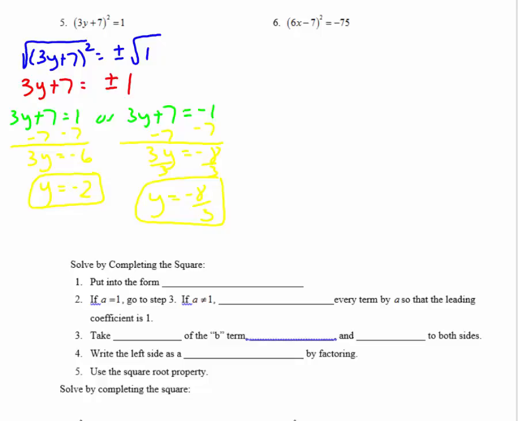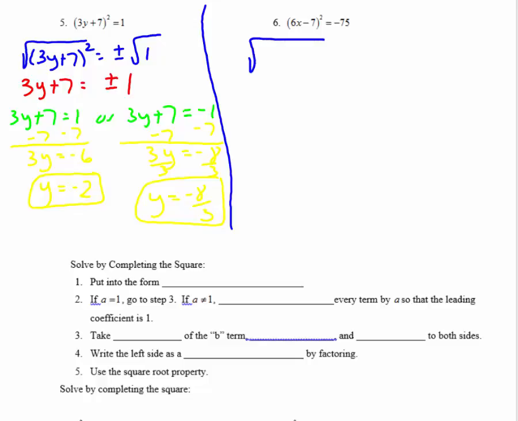Number 6. 6x minus 7 quantity squared equaling negative 75. Again, the old technique would be to multiply out 6x minus 7 times 6x minus 7, bring over the negative 75, and all that. You could do that method. However, it is a square root property. We have a quantity squared equaling a constant. So what can we do?